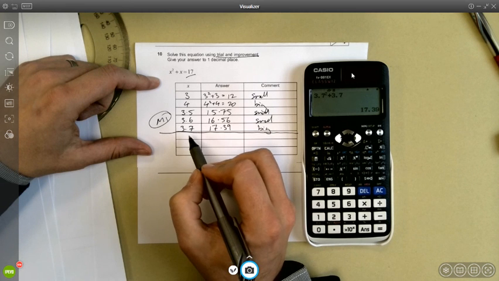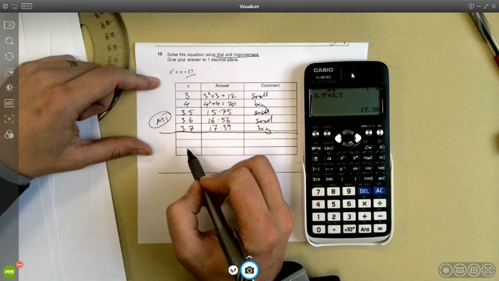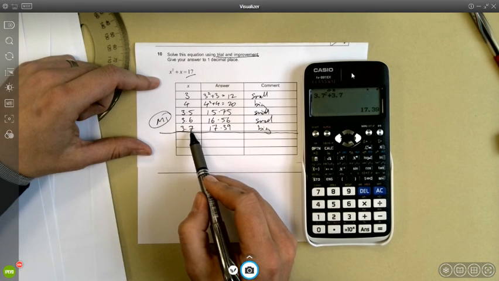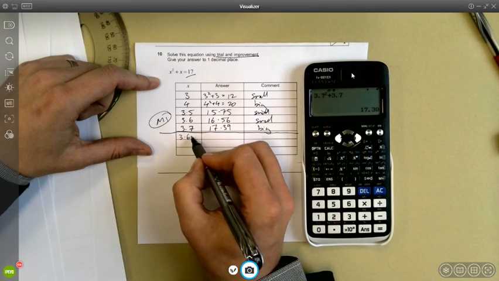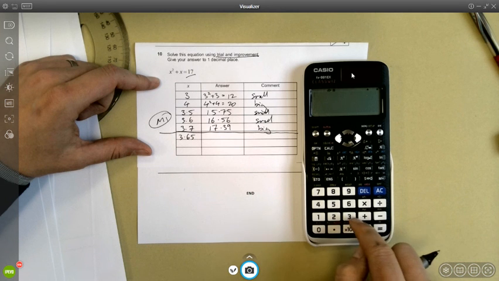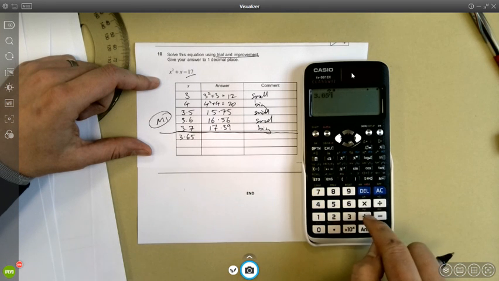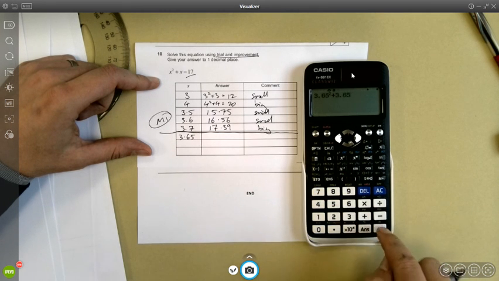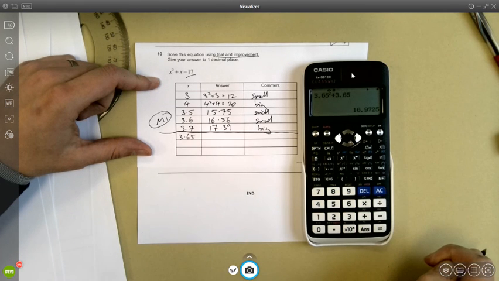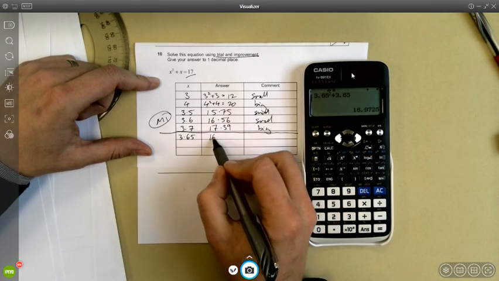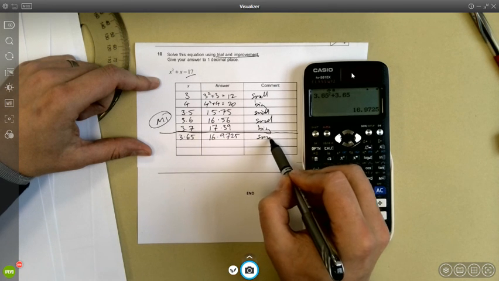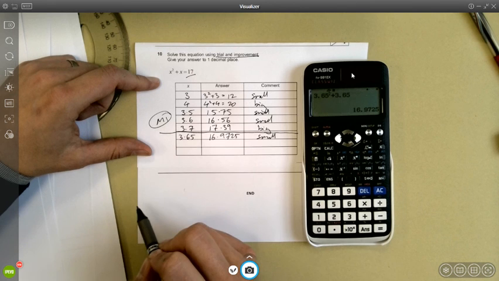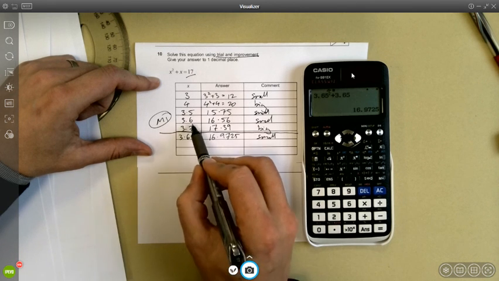But the next mark comes from trying something that's going to help you pick between these two. That was too small, that was too big. 3.6 too small, 3.7 too big. So let's try somewhere between. And this is a mark for this. So 3.65 squared, add 3.65 is going to give me 16.9725. Now that is still too small, but that has allowed us to decide between these two.